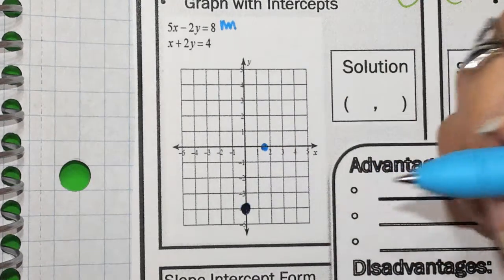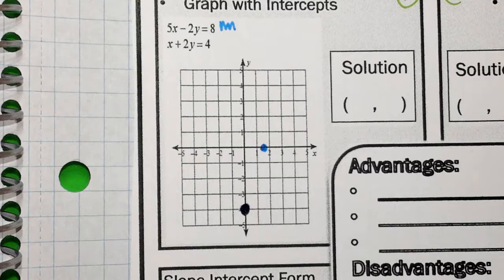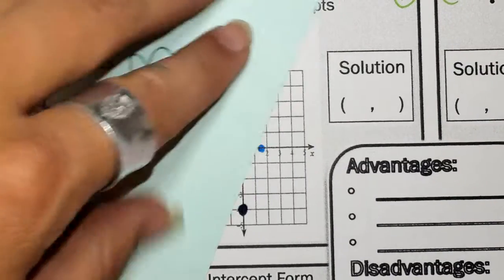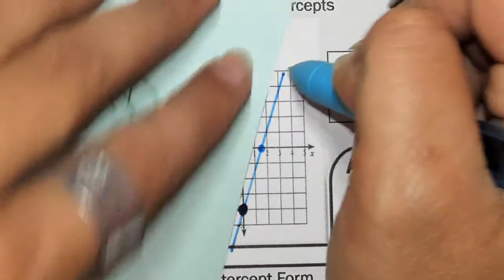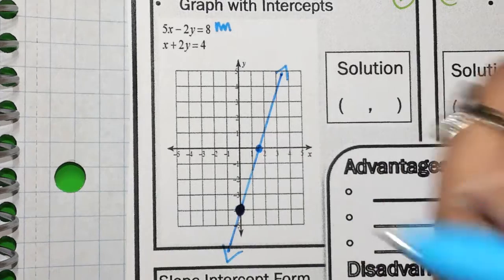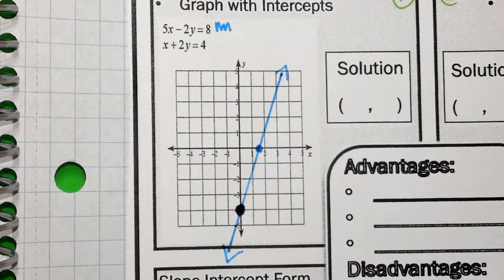Do I connect my dots? Yes, connect your dots. Use the ruler. It's in the second drawer of your tower.